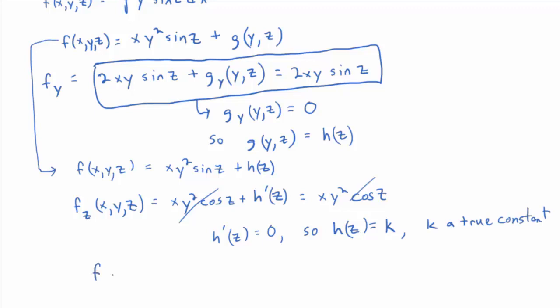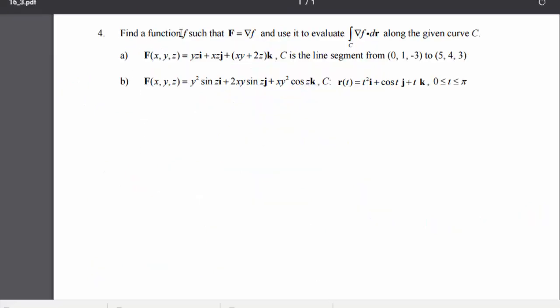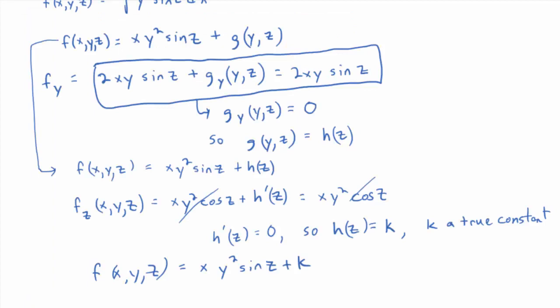So I suppose you could say that f of x, y, z is equal to x squared. No, I'm sorry, I wrote that wrong. x y squared sine z plus k. But remember what we're trying to do. All we really want is a potential function so that we can apply the fundamental theorem. If you go back to this problem, we want to find f and use it to evaluate the line integral with respect to the vector field. So we really don't need that constant, because when you apply the fundamental theorem, the constants would just cancel out.